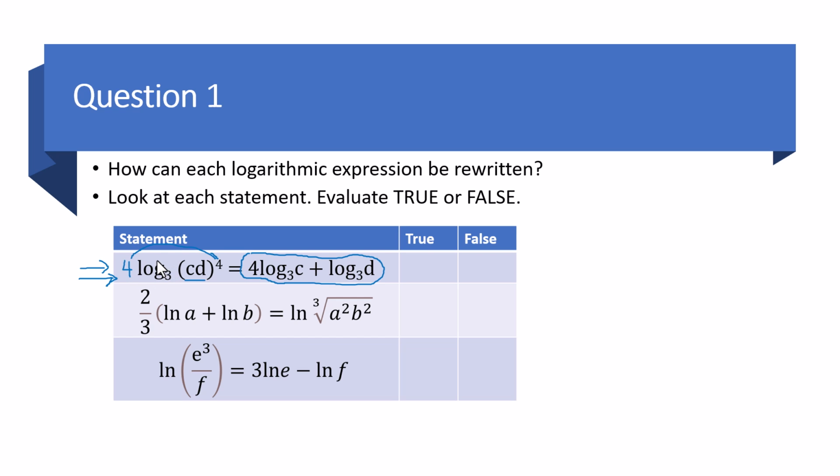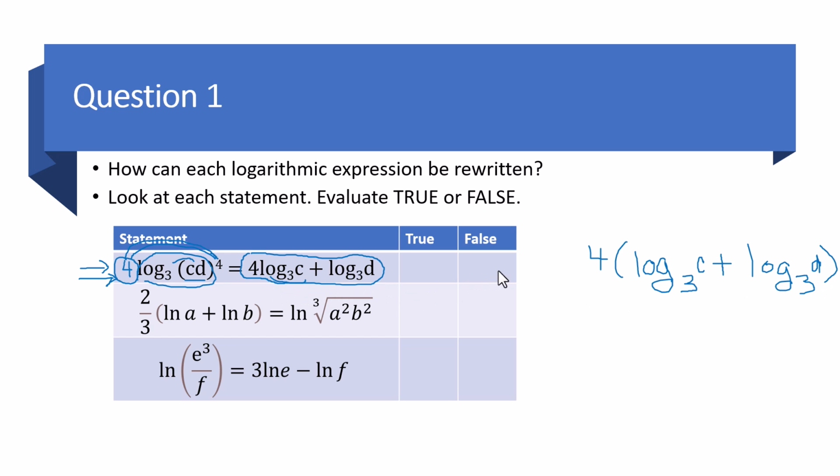And with the product rule, we can write this as log base 3 c plus log base 3 d. So let me write this that way. 4, we've already brought this power up to the front. So we have 4 times log base 3. Using our product rule, we write this as addition plus log base 3. Forgot to write my c here. Log base 3 d.